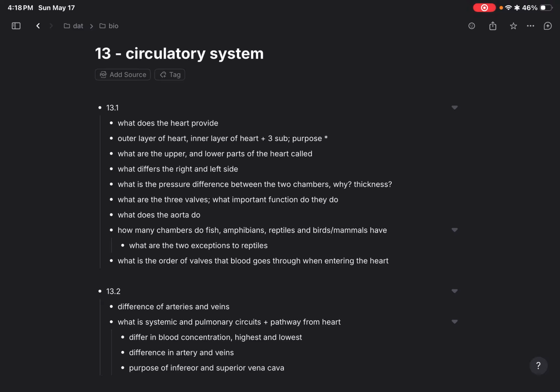Okay, so how many chambers do fish, amphibians, reptiles have? Fish have 2, amphibians have 3, reptiles also have 3, and then birds and mammals have 4. The 2 exceptions to reptiles are crocodiles and alligators. So it's just crocodilians.